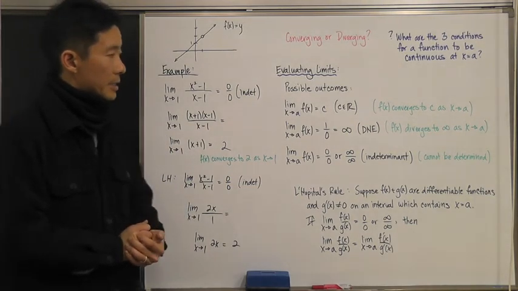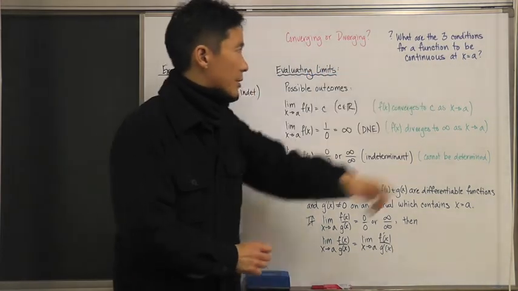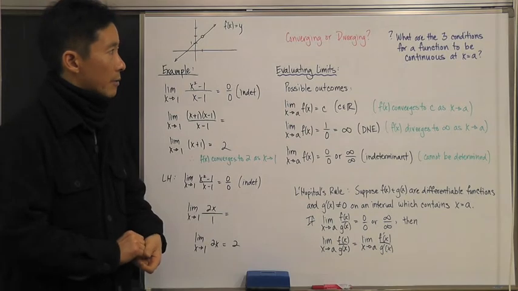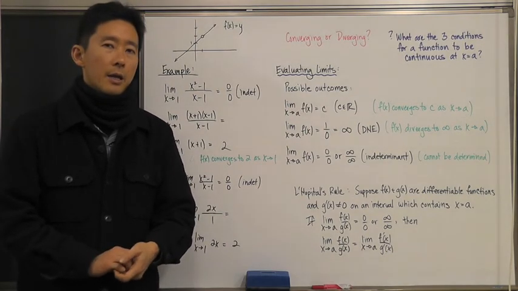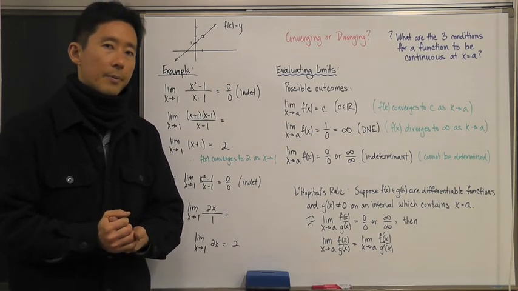Okay, so let's just keep all of those things in mind. One last thing. Here's a question for you, because we're dealing with limits, and this is a very appropriate question. What are the three conditions for a function to be continuous at x equals a? And we'll talk about that in class the next time that we meet.